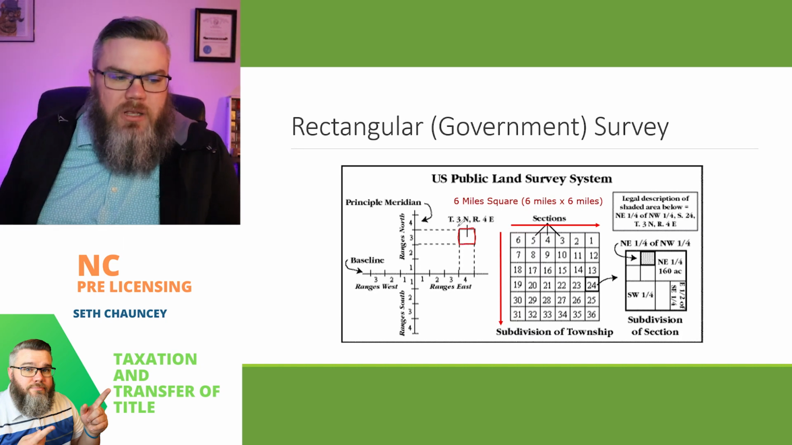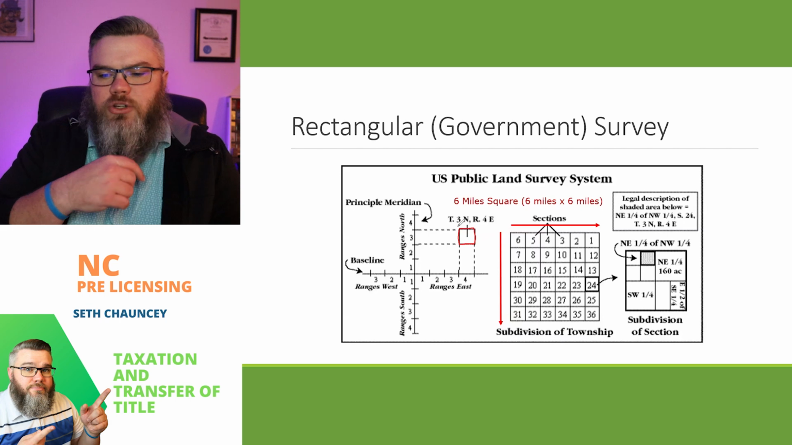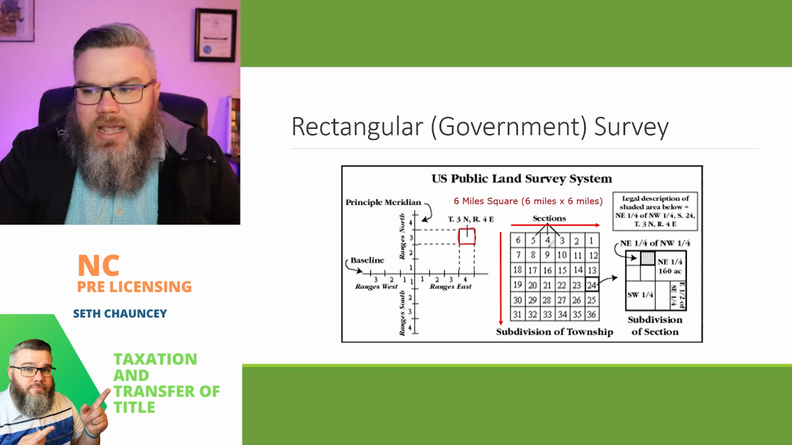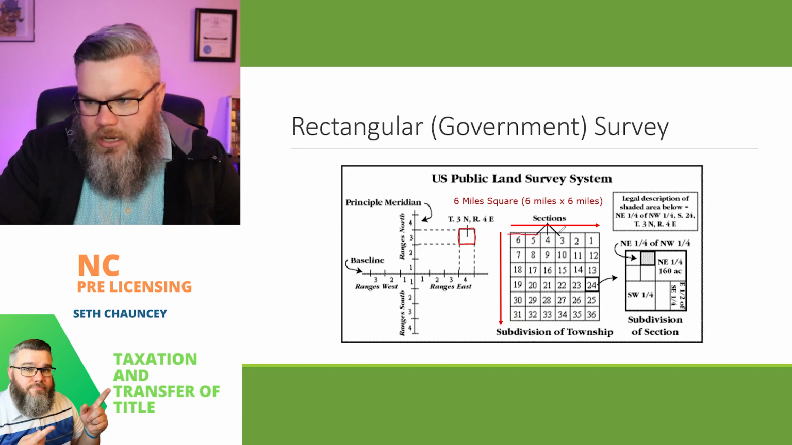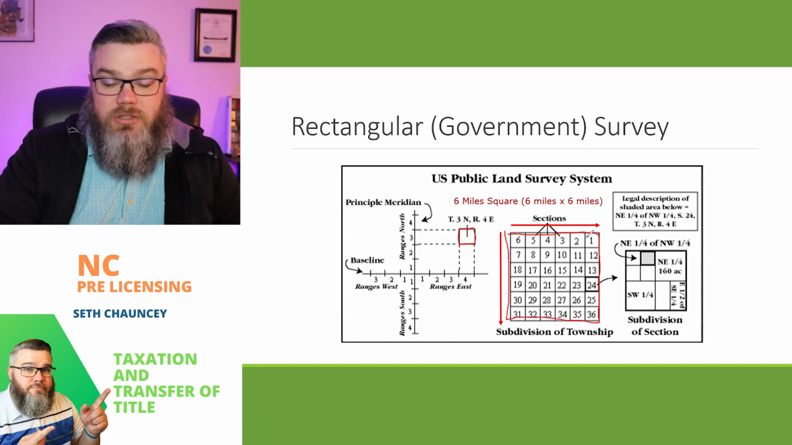6 by 6 miles. 6 miles by 6 miles. So if you were to take a look at this township and blow it up and look at just this one township, within that township are actually 36 sections. This is what we're looking at right here. This is that township.